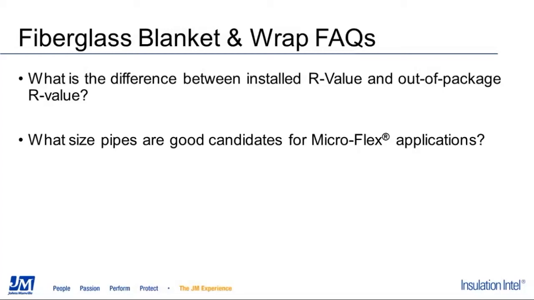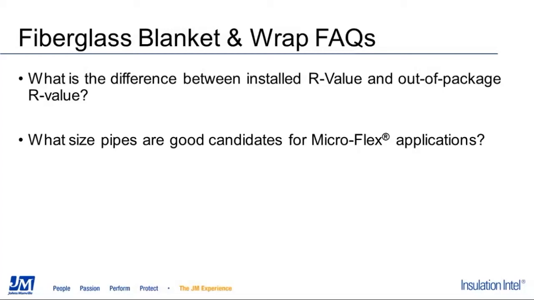And prior to compression, the quote-unquote out-of-package R value will be greater than the installed or the compressed R value. And the reason why we list both is so that if you're using the product for wrapping around something other than a rectangular or a square duct, where you're not going to have that corner compression, you can use the out-of-package value. Next question.